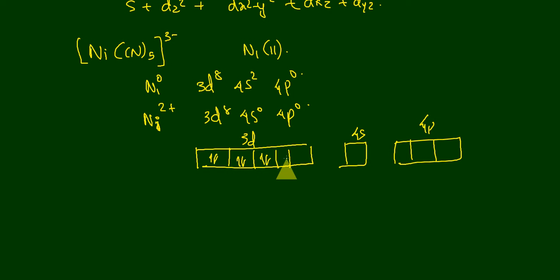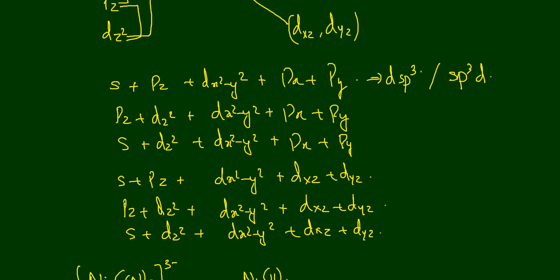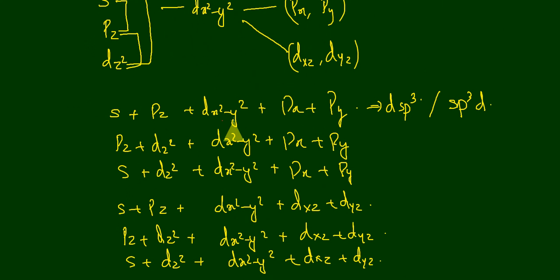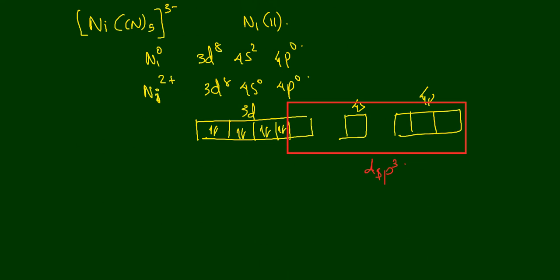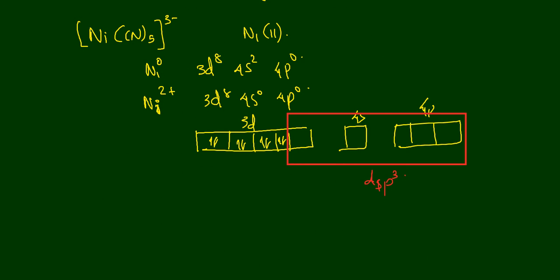But when it is forming the complex, this will be paired. Okay, so it will be paired like this. Then you have one vacant d orbital, and this vacant d orbital will combine with the 4s and 4p orbitals to give dsp3 hybridization. dsp3 hybridization like this. Okay, so this is a dsp3 hybridization. But you have to note that the d orbital utilized here is dx square minus y square. That is very important. The d orbital utilized here is dx square minus y square.